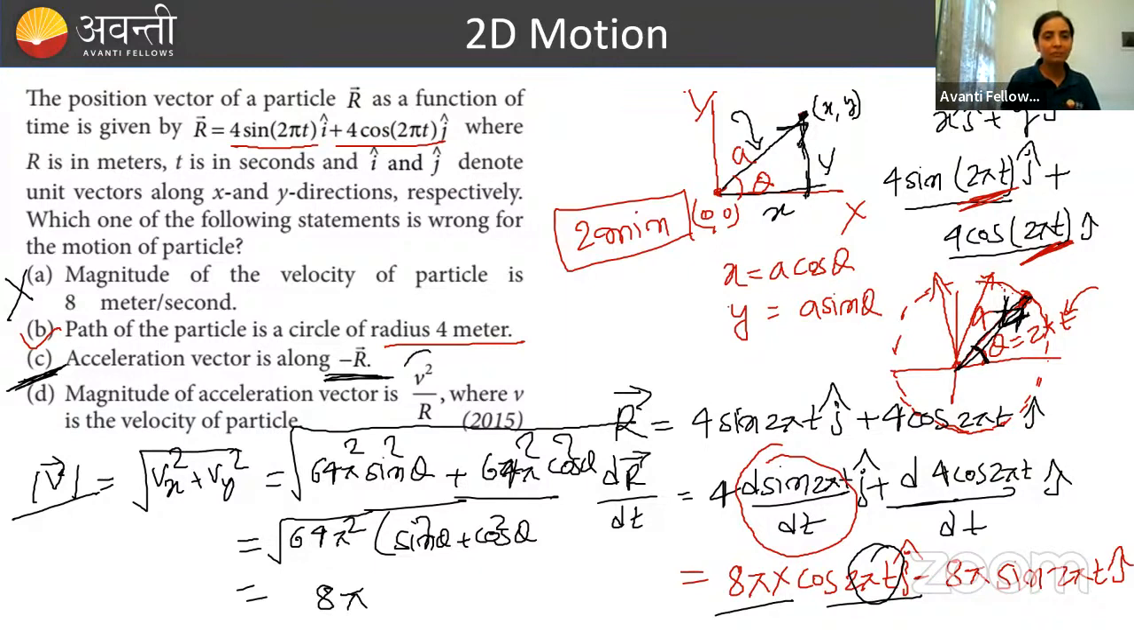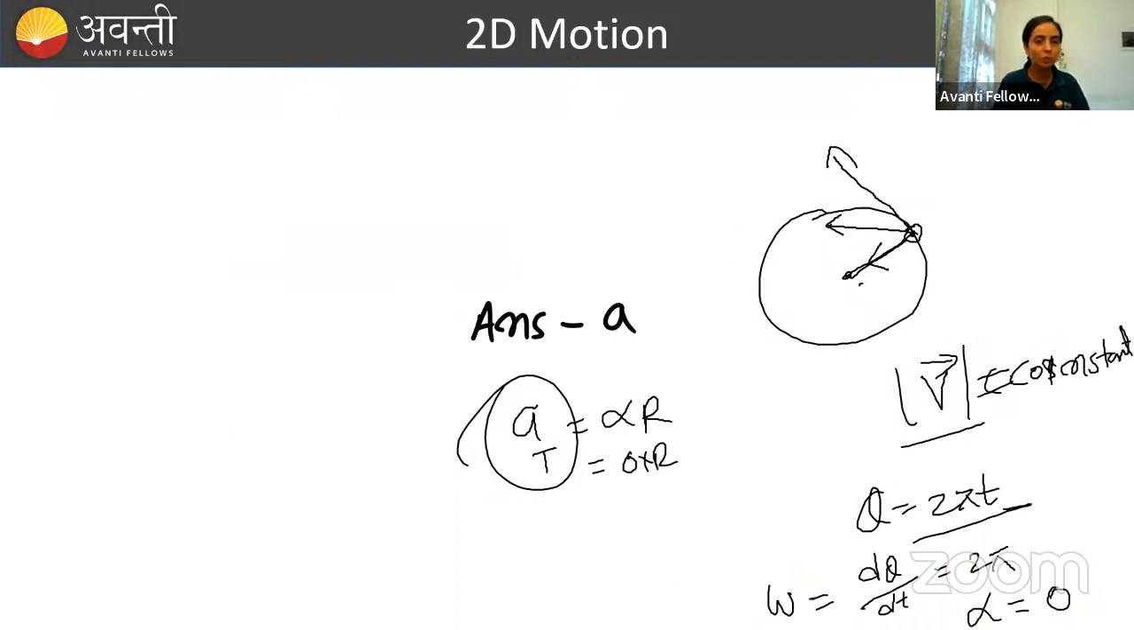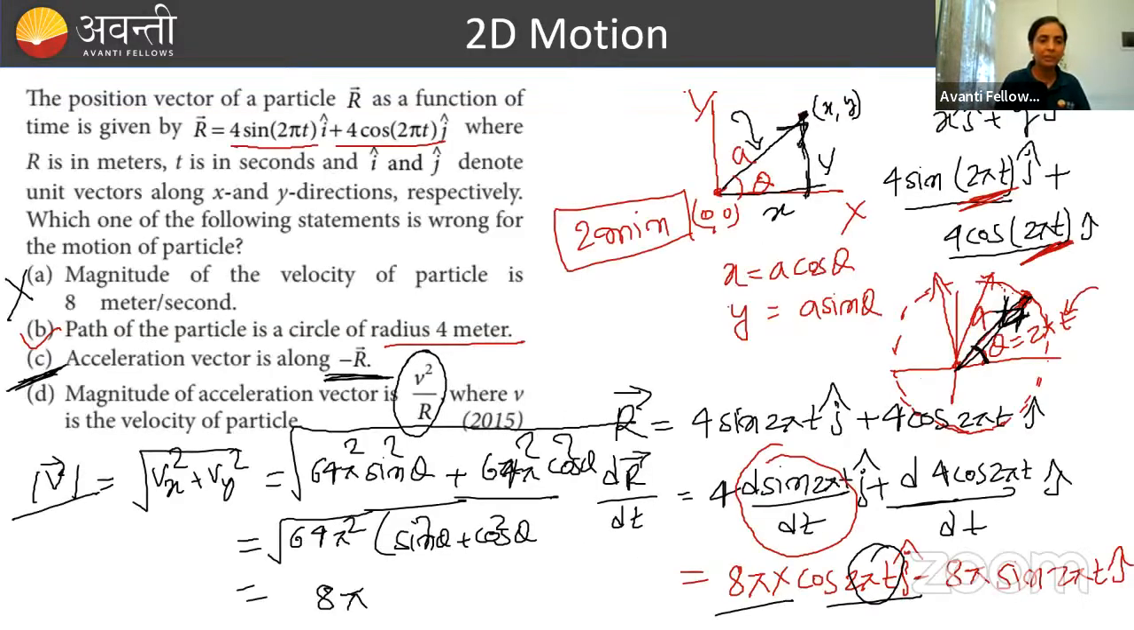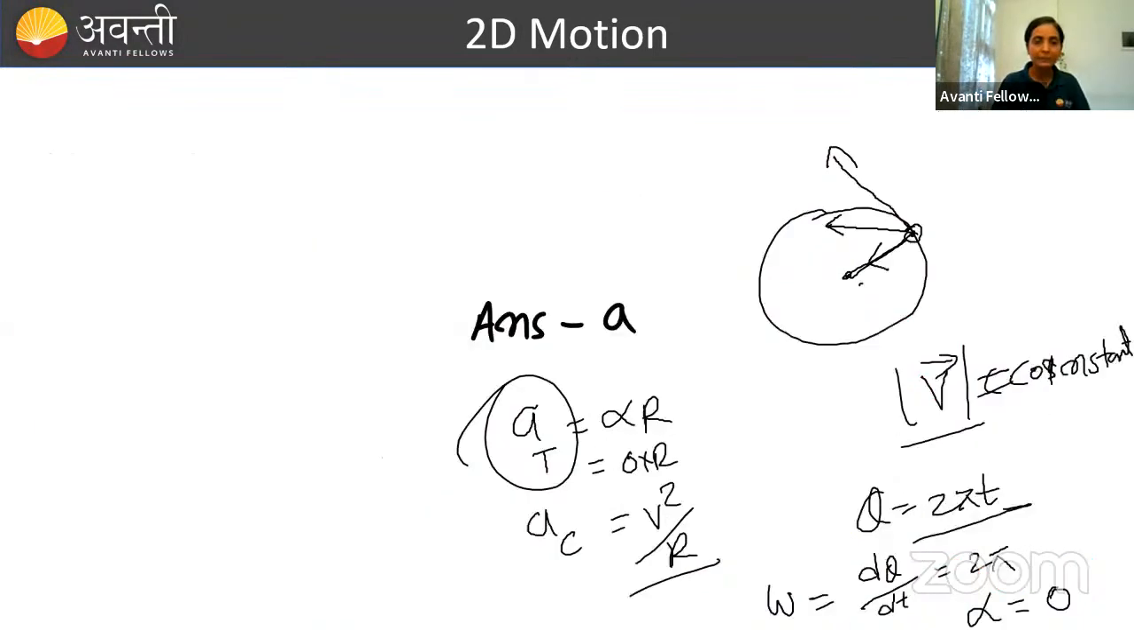Now the magnitude of the acceleration vector is this, where v is the velocity of the particle. Definitely here the tangential acceleration is what? 0. So only centripetal acceleration will be there, and that is equal to v square by r. So option B is also what? Correct. The only wrong option is what? That is your A. I hope it is clear. Anyone having any doubt? Chalo, on YouTube also you can text me or let me know if you have any doubt. Okay, no one has any doubt. So let's move ahead with the next question.